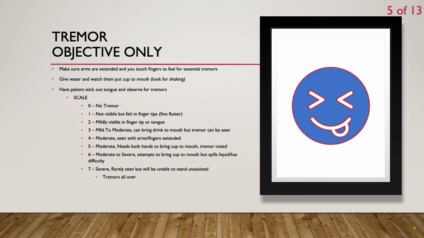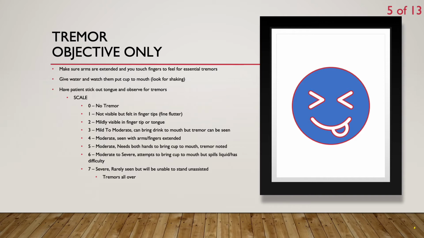On the scale, 1 is not visible but felt in the fingertips. This is your essential tremor. This is why you have to touch your patient. Arms extended, fingertips stretched apart. 2 is visible in the fingertip or tongue, which means that you can see the shake. 3, then this is using a drink. Bring the drink to the mouth and a tremor seen, of course.